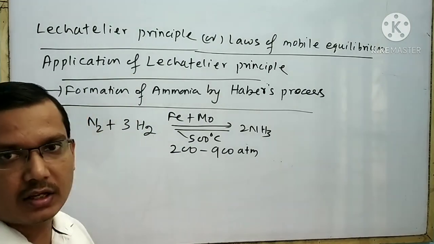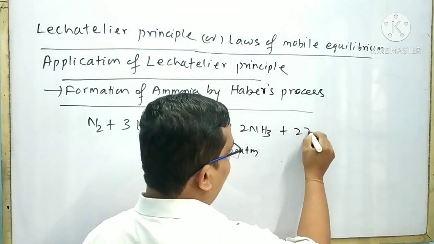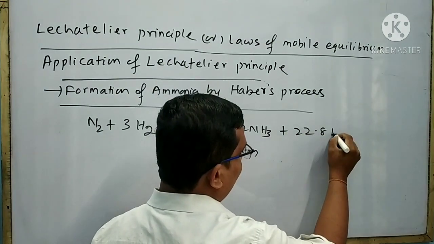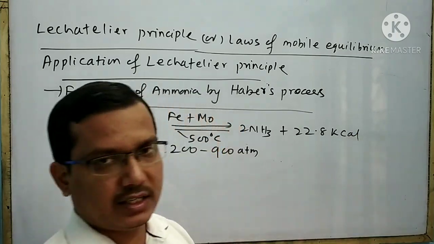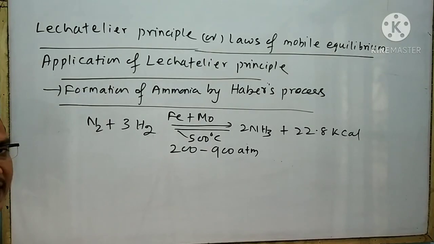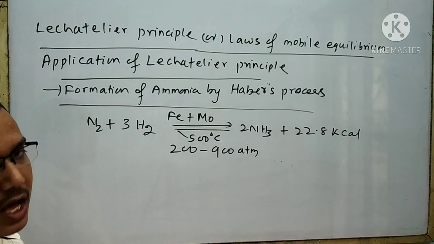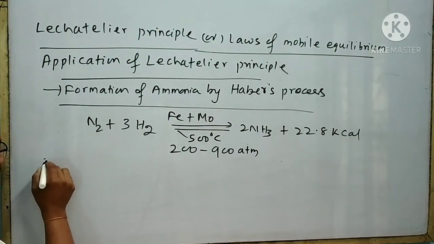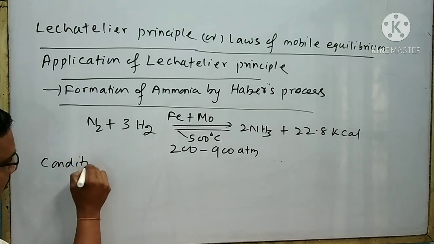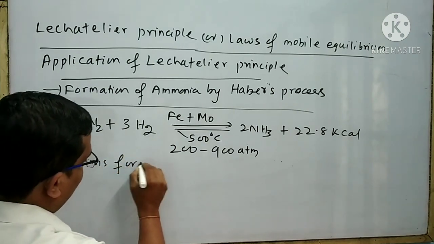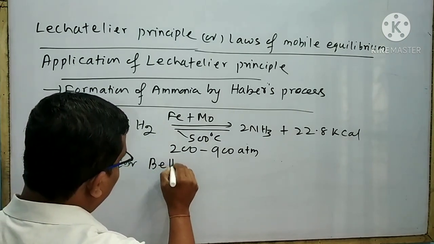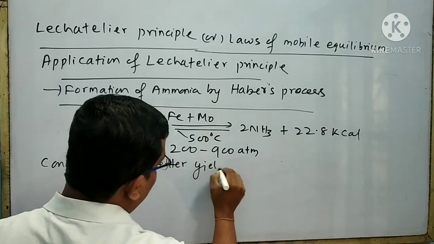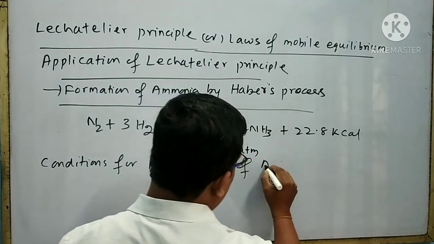In this reaction, 22.8 kilocalorie energy is released. This is the reaction which is related to the Haber's process. Next, I want to explain the conditions for better yields of ammonia.